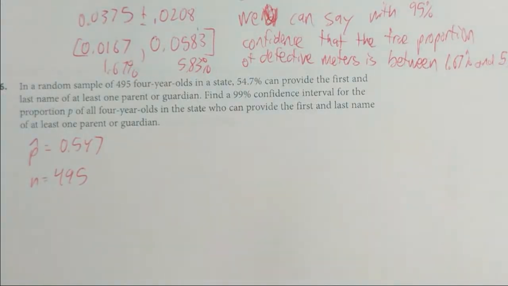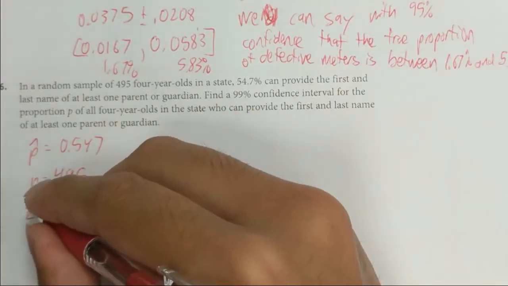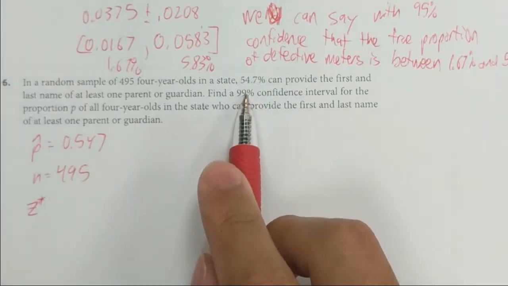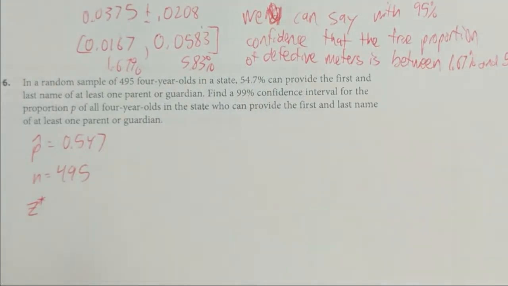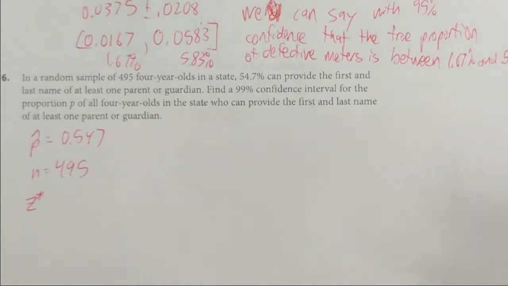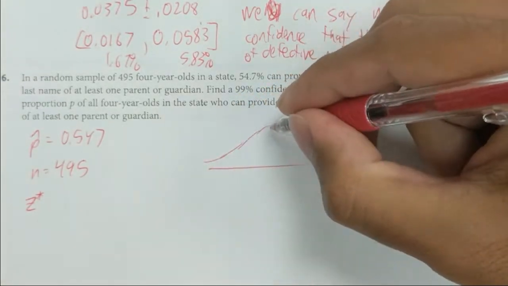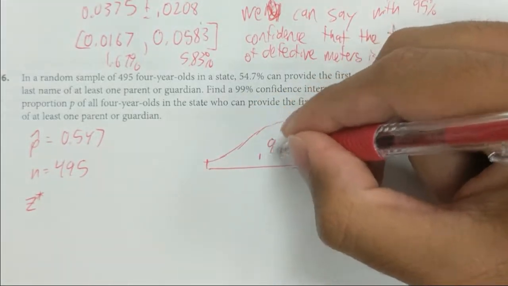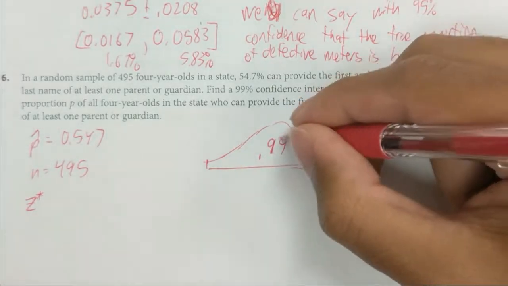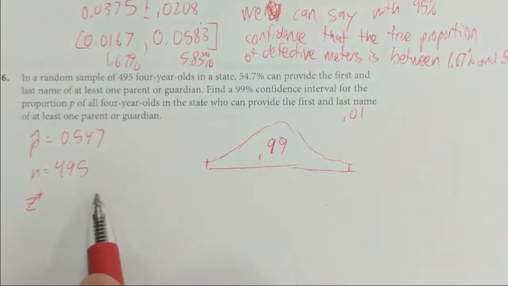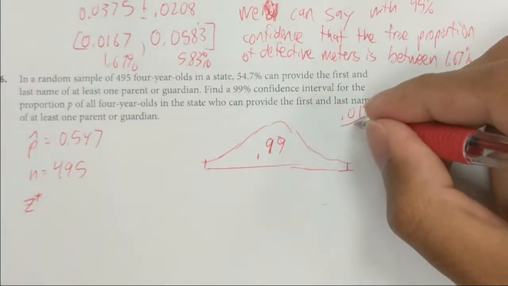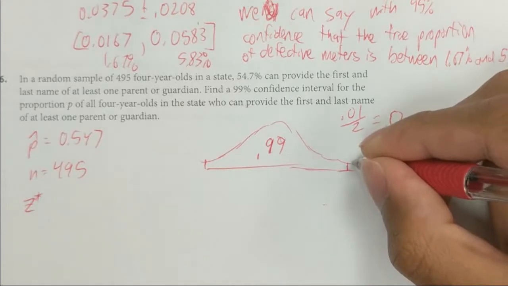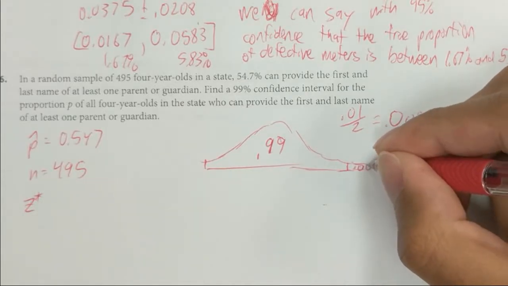But then what is z star for a 99% confidence interval? We had most often used a 95% confidence interval, so how do you do 99%? A 99% confidence interval means you want the middle 99%, which means there's only 0.01 on the outsides, but since it's symmetric, each individual tail is 0.005.